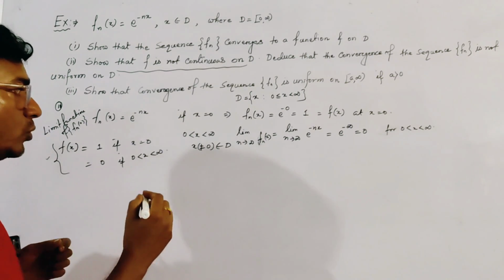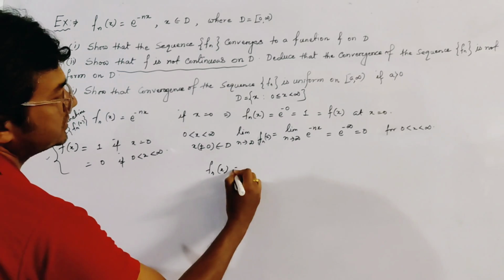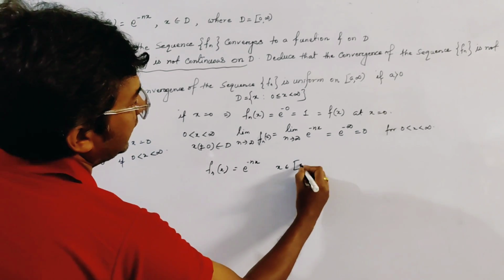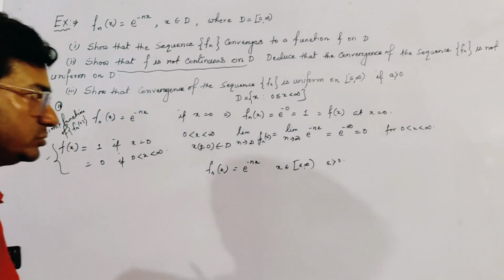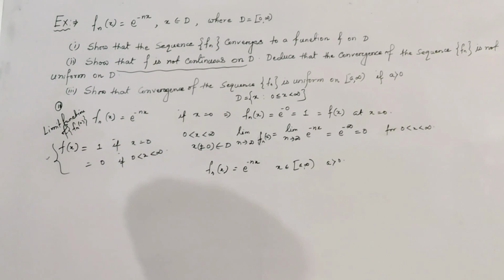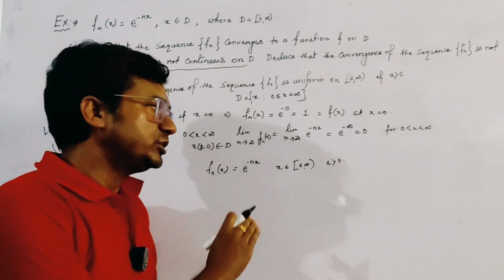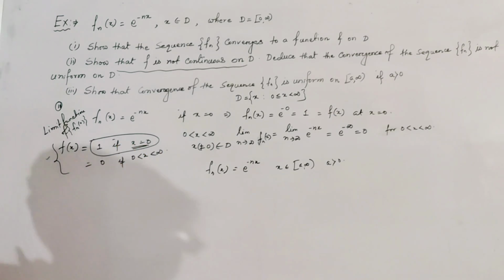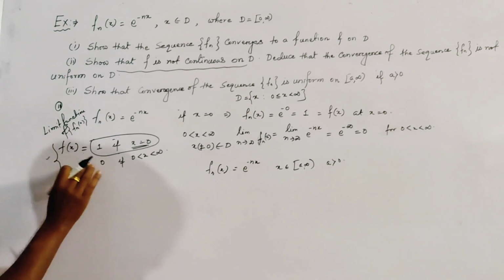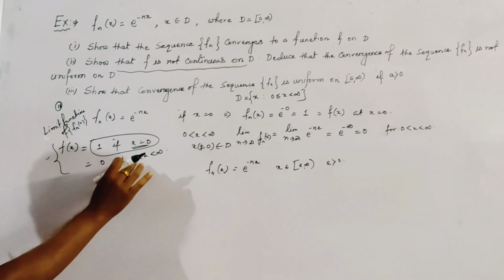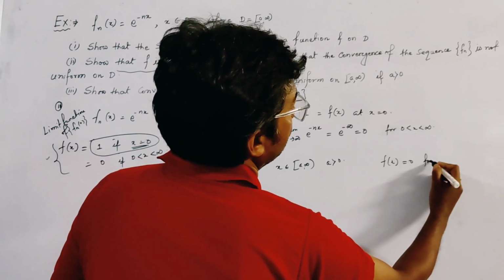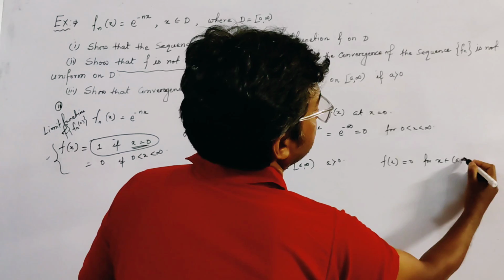Here we first write f_n(x) is equal to e to the power minus nx for x belongs to (a, infinity), where a greater than 0, right? And in this case, if we find the limit function, then we cannot get the point 0, because there is no value of x which is 0. So we get only the value 0 for f(x) in this interval. So in this case f(x) is equal to 0 for x belongs to (a, infinity).